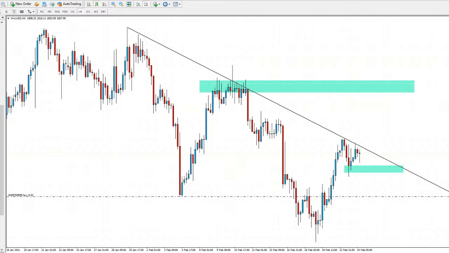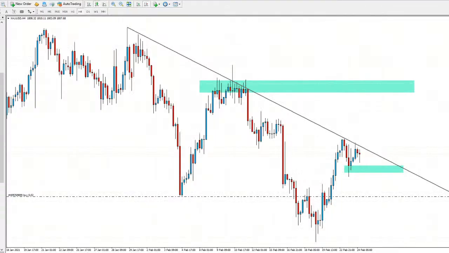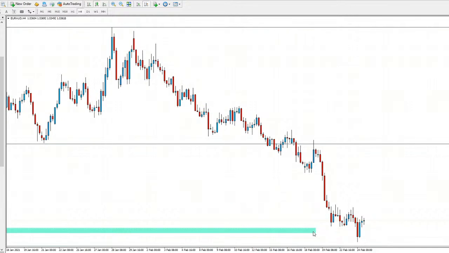Okay, so I'm going to take a look at EUR AUD. Okay, so for EUR AUD, for this pair, recently been in a very strong downtrend for this market. As you can see, very strong push to the downside here towards the end of last week, and again, we've also had another push to the downside this week as well.